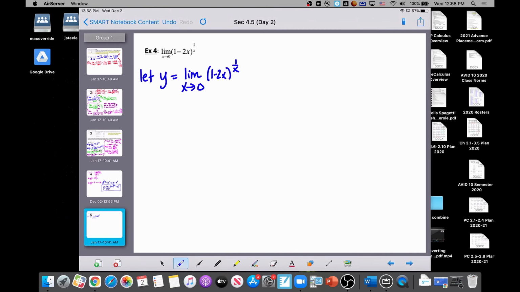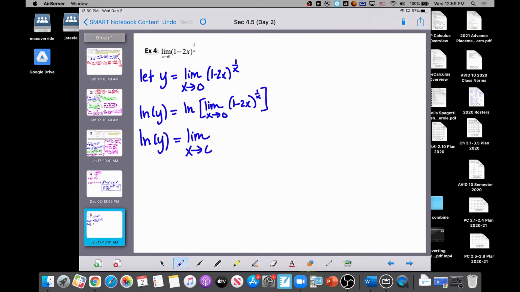And then we're going to take the natural log of both sides of the equal sign. So ln of y is going to be equal to ln of the limit as x approaches 0 of (1 minus 2x) to the 1 over x power. And then just like we did in the last problem, we are going to move the limit to the outside, swapping the positions of the natural log and the limit, because the limit of the natural log is the same as the natural log of the limit. So ln y is going to be equal to the limit as x approaches 0 of the natural log of (1 minus 2x) to the 1 over x power.